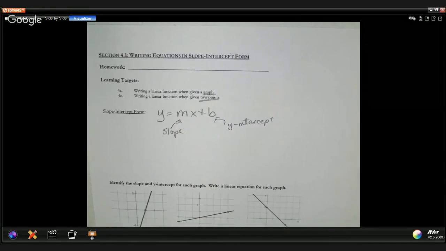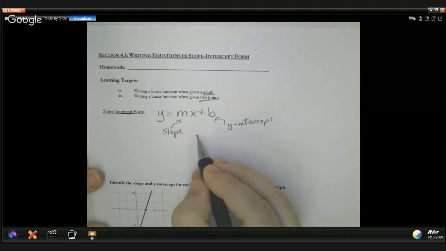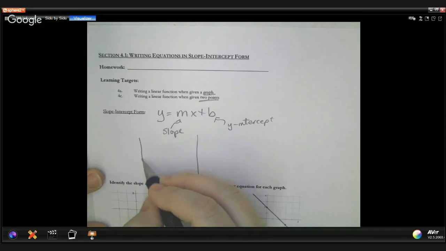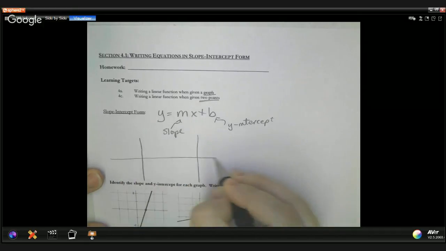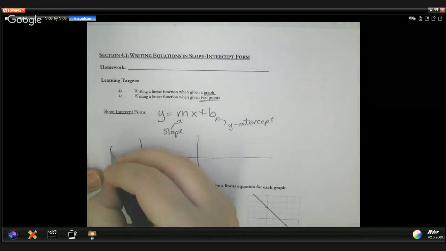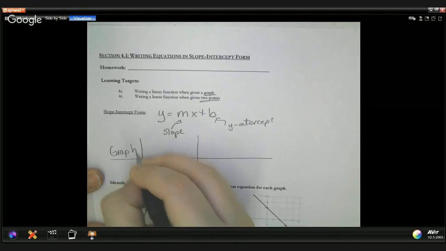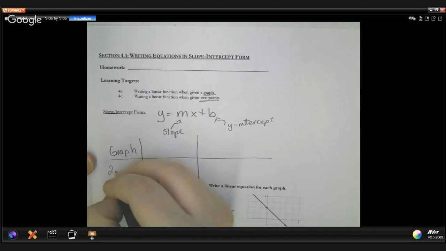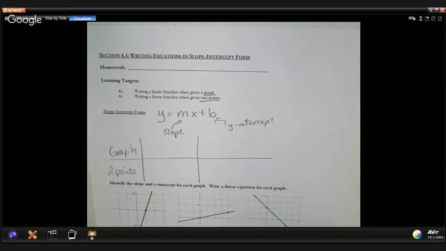So there's mainly two different types of problems you're going to have. We'll split this up: how we find the m and how we find the b. Our two problems are, if I'm given a graph, what will I do? And if I'm given 2 points, what will I do? Given a graph is the easiest one because there's not as much work. You can look at the graph and see what happens.